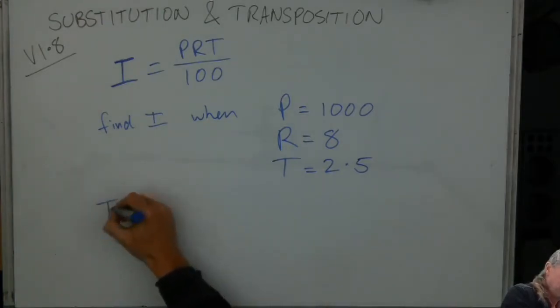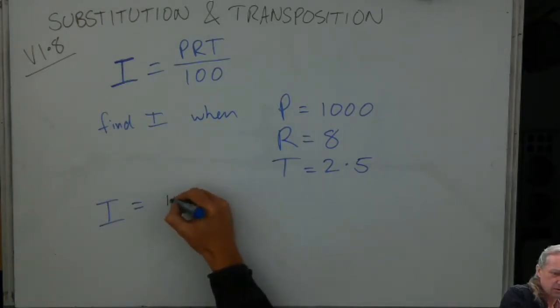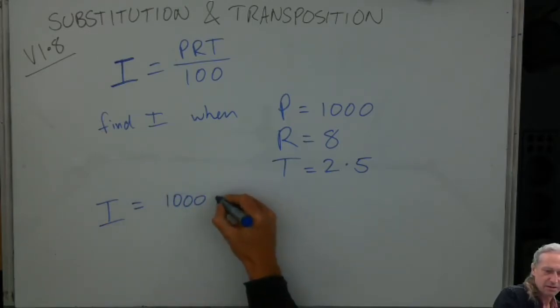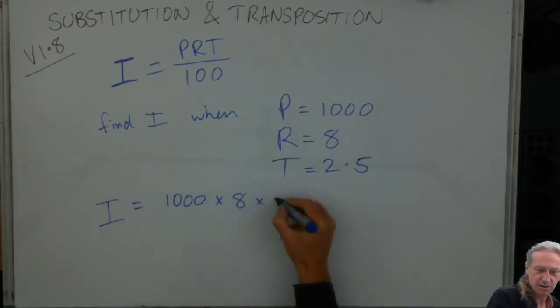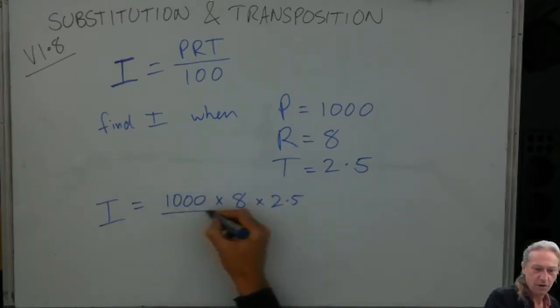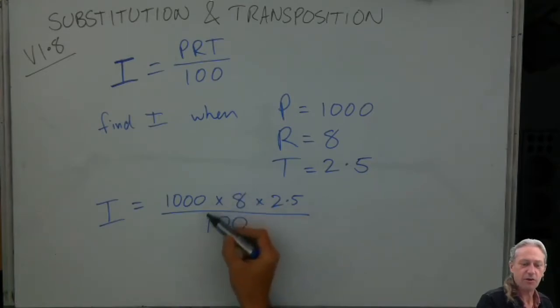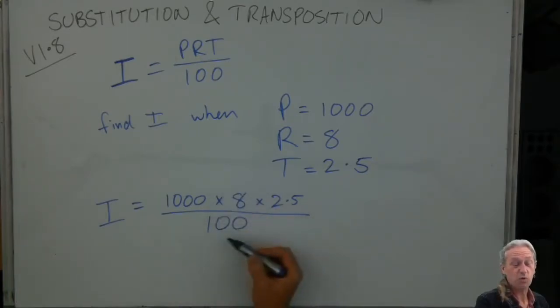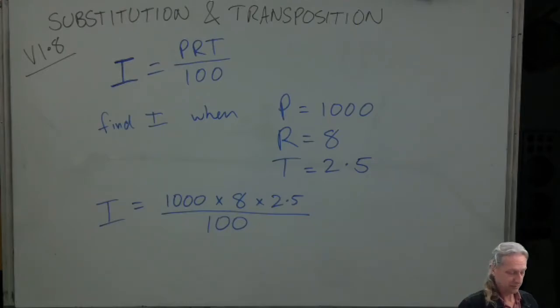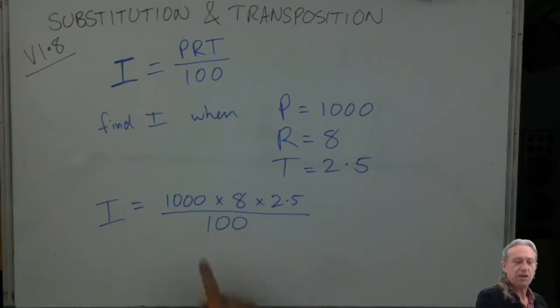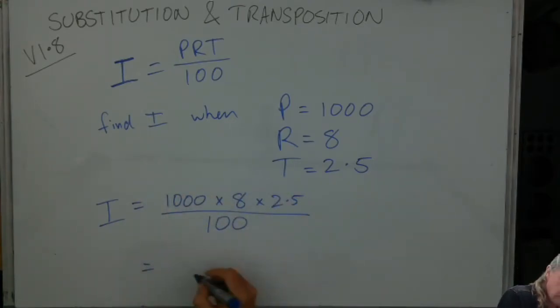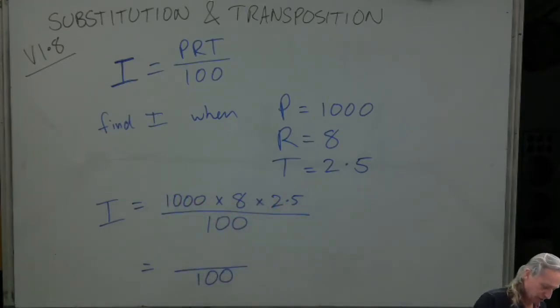So I equals 1,000 times 8 times 2.5, all divided by 100. So really this 8 divided by 100 is our decimal version of the percent. So let's just type that in. I'm just going to do the top bit first. I'm still going to leave this over 100.